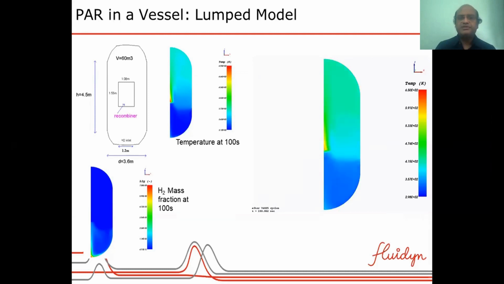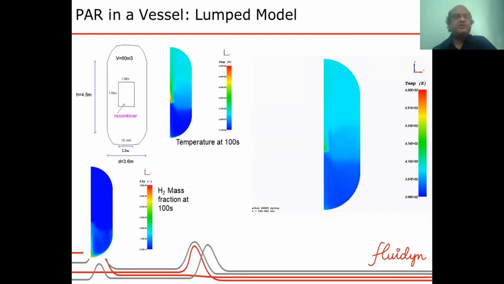So here what is seen is a volume with a recombiner in it, and we can see that hydrogen is consumed and the temperature increases. So what you are seeing here is the increase in temperature. You can see that the energy release is taking place only at the location of the recombiner. Everywhere else the temperature is well within the limit. It is less than the ignition temperature of the hydrogen-air mixture.